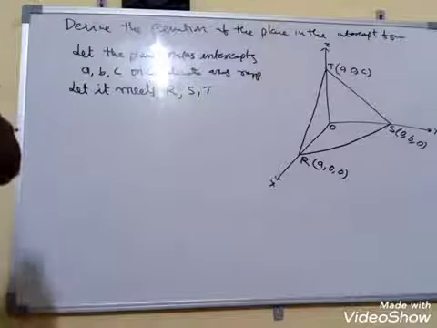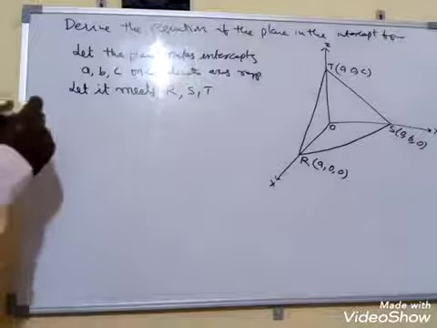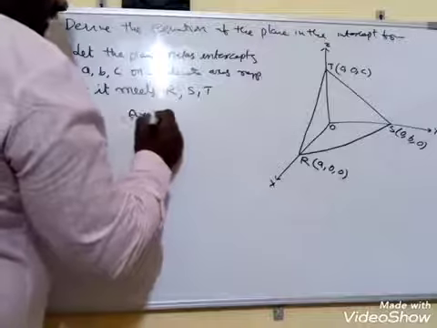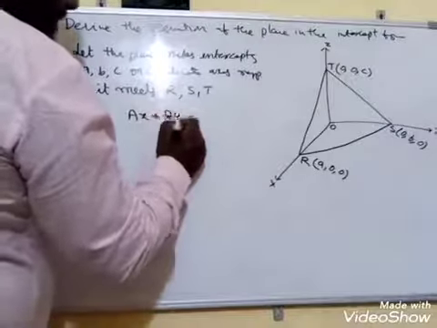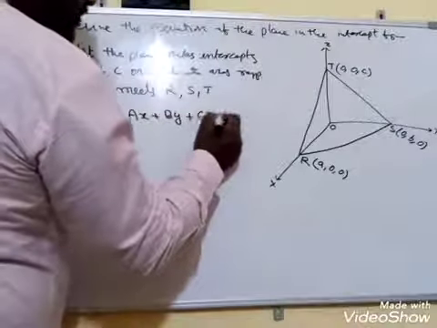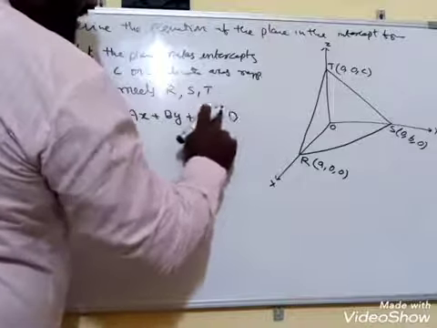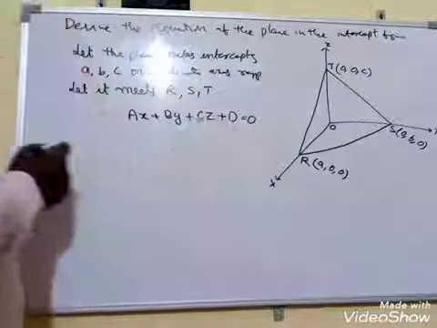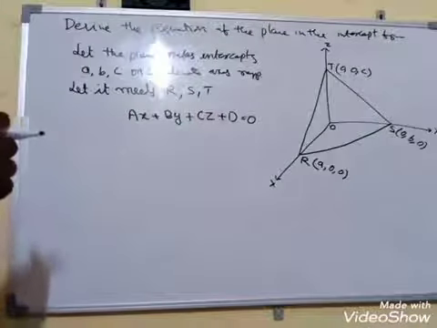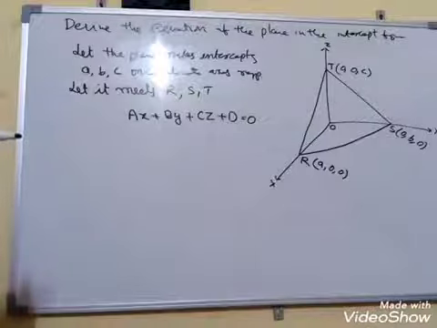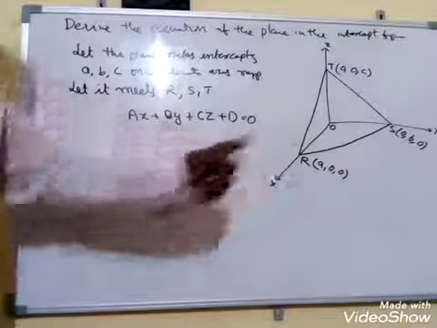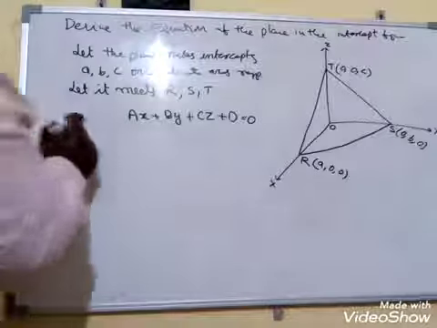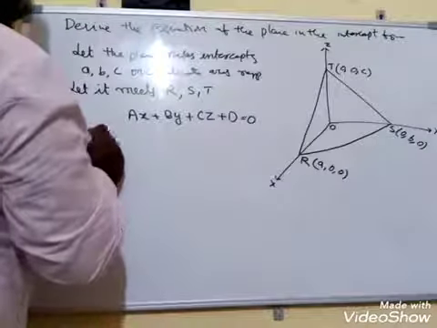Further, we have the equation of the plane in the normal form, which we already derived: Ax plus By plus Cz is equal to D, otherwise Ax plus By plus Cz plus D is equal to 0. This is the equation of the plane we derived. Now here, does the plane pass through the point R or not? Why? Because it meets the x axis at R. Therefore at R, what can you write?